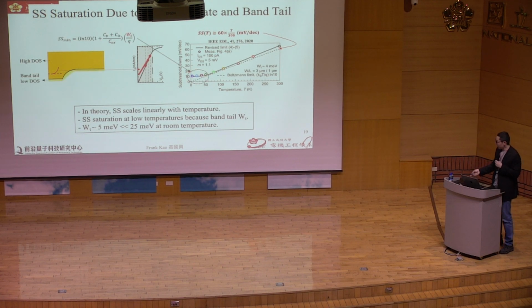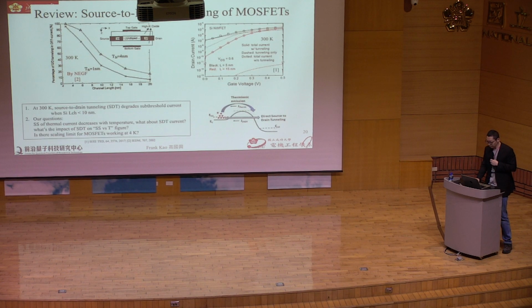Because of the imperfection of the material, for example, you have dopants, you have phonons, and you have lattice periodicity truncated at the oxide interface, you induce a band tail below the CBM. Because you have this small energy window, the electrons can pass through this small channel and contribute more leakage current to the subthreshold current. That's the reason why you see this subthreshold swing saturation at low temperature.